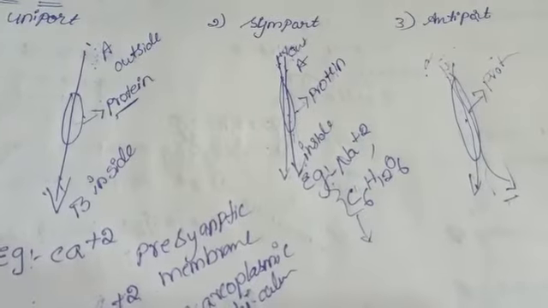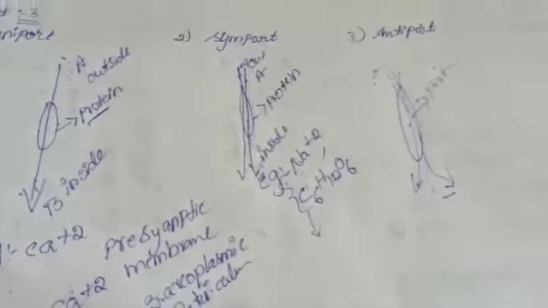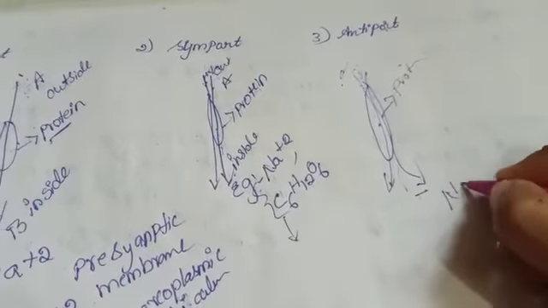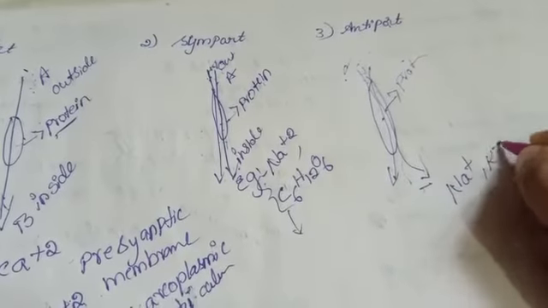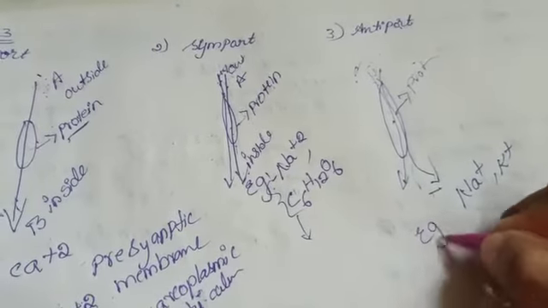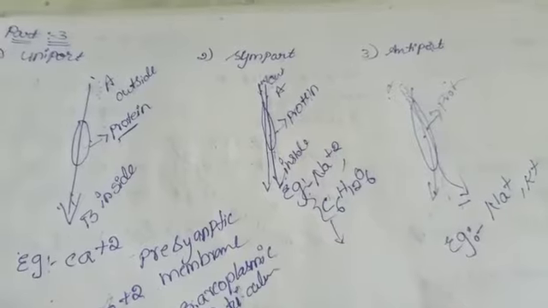And when coming to antiport, the example is sodium ions and potassium ions.